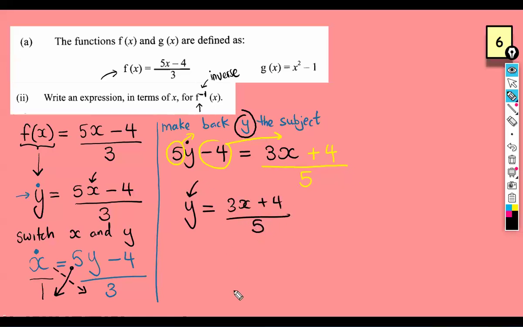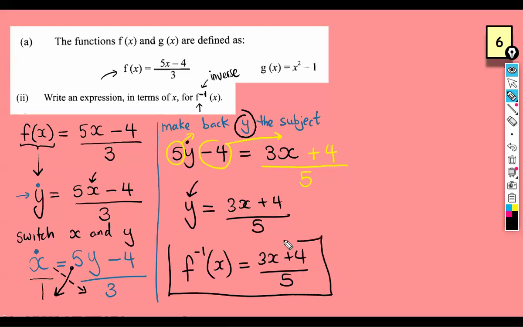Once you have made back y the subject, you have accomplished your task. And now you can throw away the y and replace it with f inverse x. So the last line here is what you want to put for the examiner. This here is the inverse of x. And in fact, all the answers I saw were correct. So that's good news. For those who got it wrong, take down all the working properly.